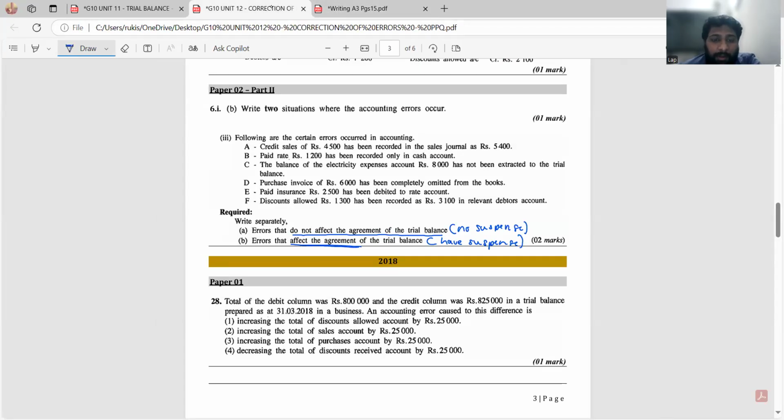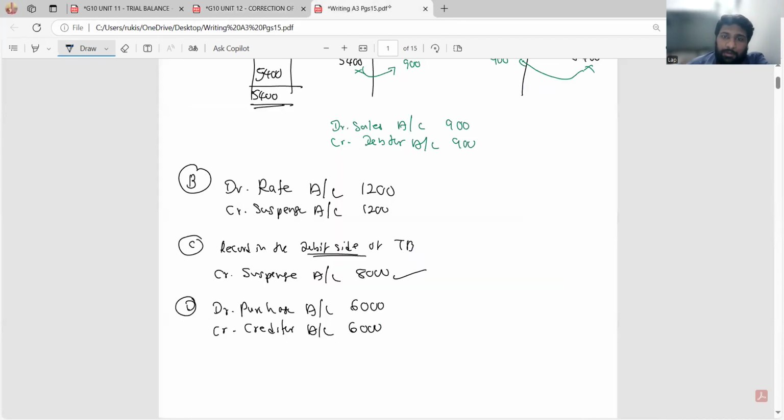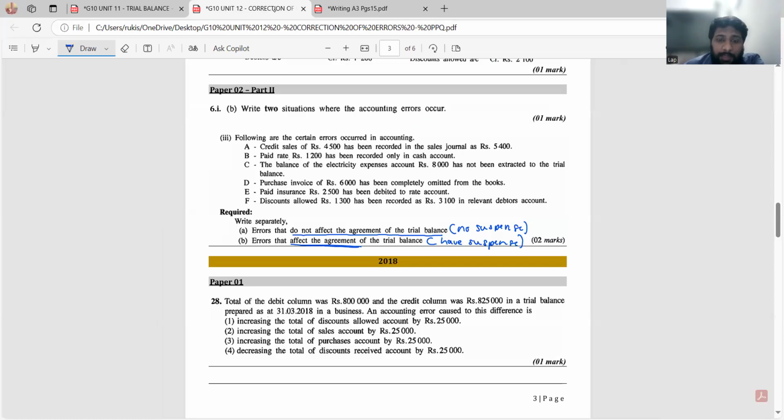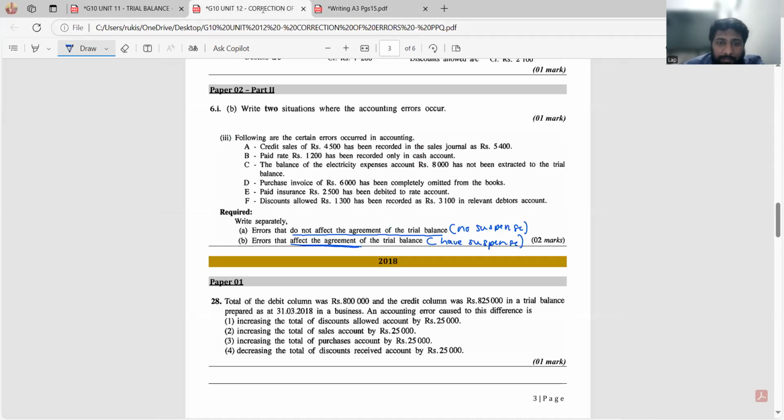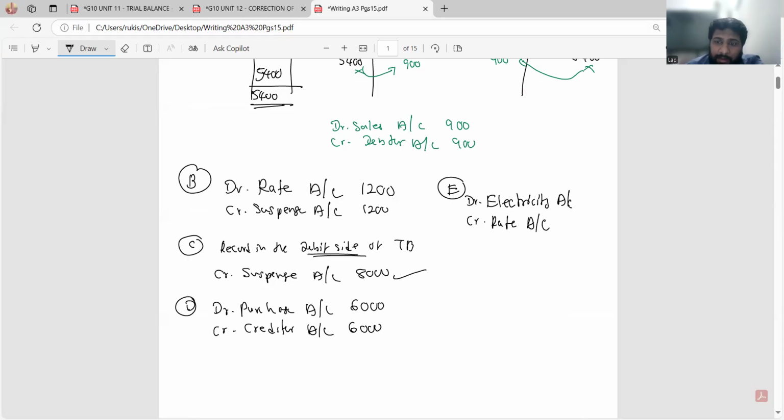Next one. Paid insurance 2,500 has been debited to the rate account. So you have debited it to the rate account line. Then how to correct it? Remove from the rate account, put it to the electricity account. Electricity insurance. So debit the electricity account, credit the rate account. What's the value? 2,500.